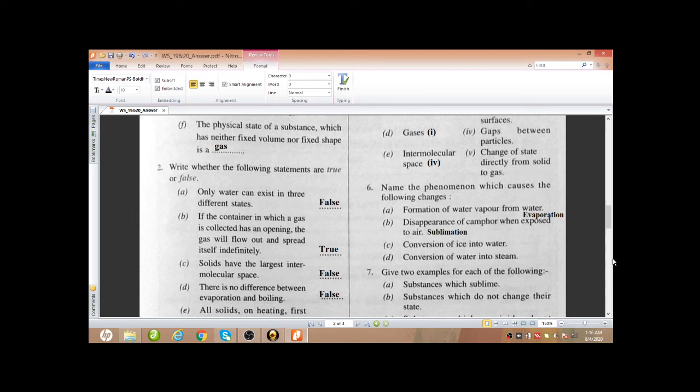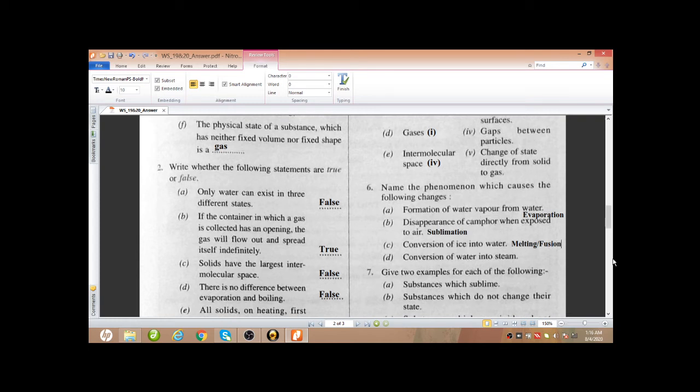Next, conversion of ice into water. So from ice to water, this is called melting or fusion. You can write both, or any one will be okay. Melting or fusion.